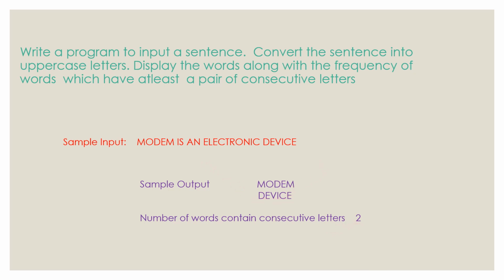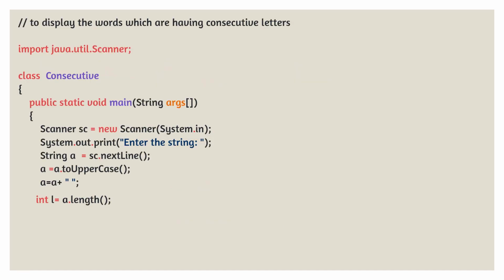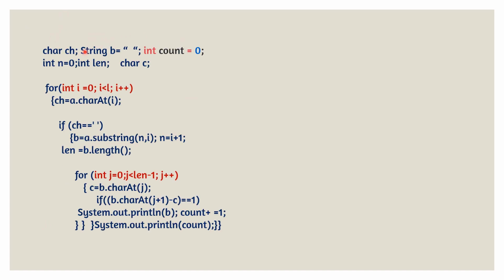So we can start the program and see how it is working. Write the comments and public static void main, with all the variables as usual. Import the java.util.Scanner class, and give the class name accordingly, public static, and Scanner class. Accept the string in a variable and convert it into uppercase so that we have to check only uppercase, not lowercase letters. Add a space at the end so that the last word can be extracted, and find the length of the string and store it in a variable. Here we have declared the variables character ch, string b, count equal to 0, and n equal to 0.